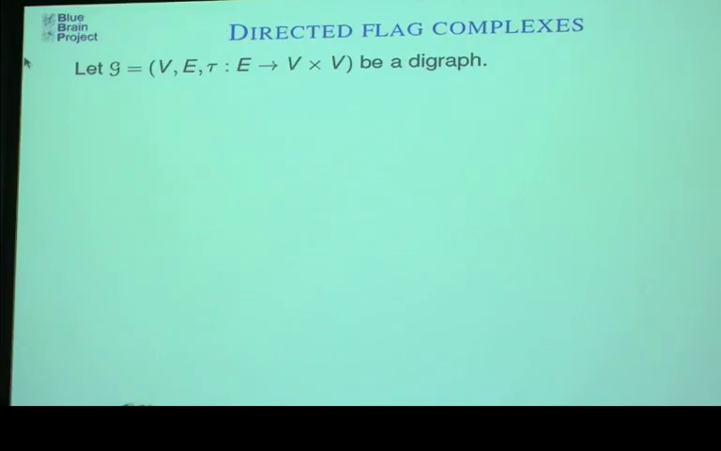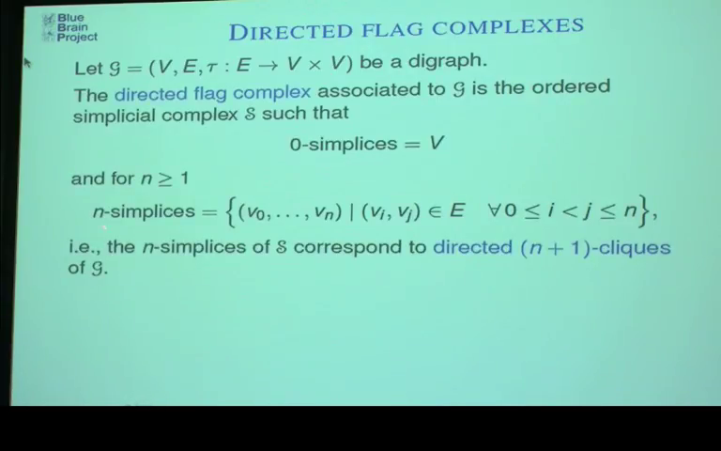So what you do is, I said we're going to look at this as a directed graph, we associate a directed clique complex. If we have a directed graph with vertices, edges, and a function telling us the source and target vertices, we can make a simplicial complex, the 0-simplices of which are just the vertices, and the n-simplices of which are sequences of n+1 vertices, such that every time i is less than j, v_i v_j is an edge. So we're taking direction into account.